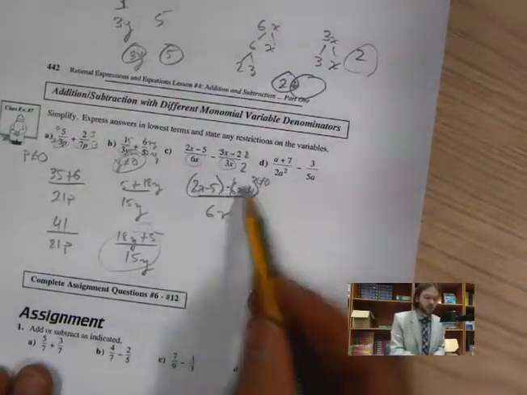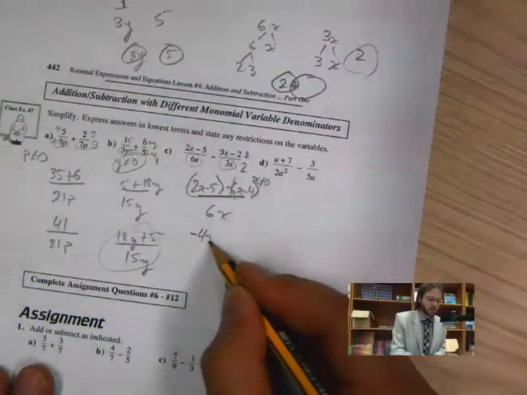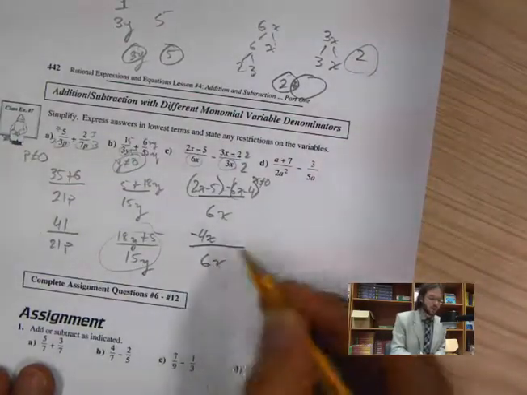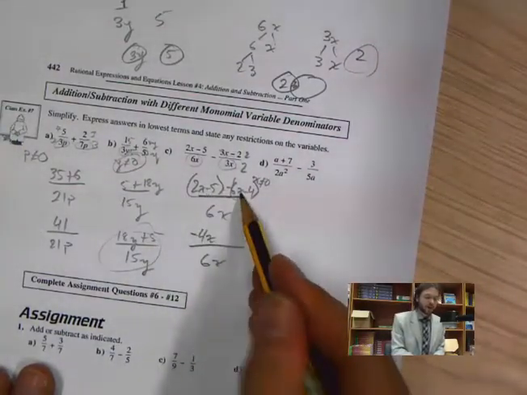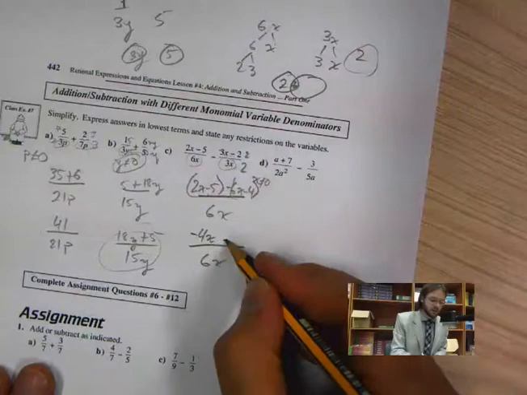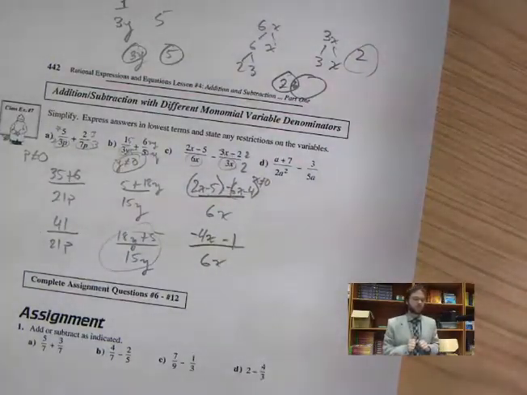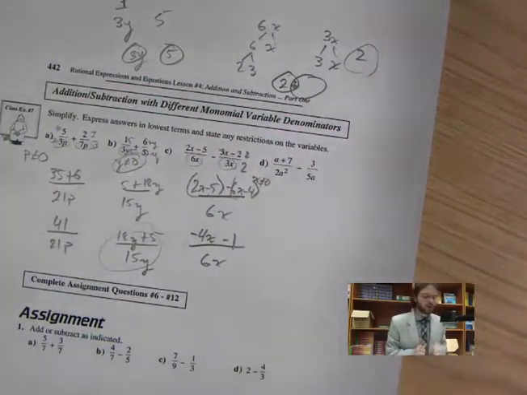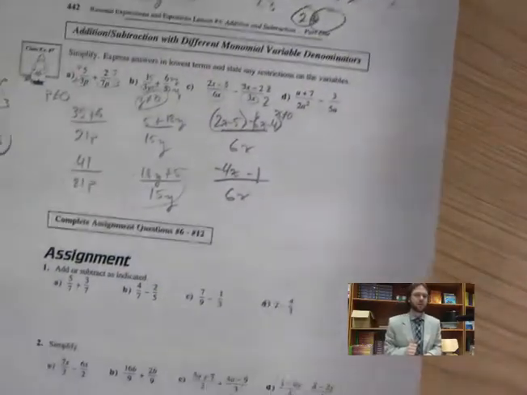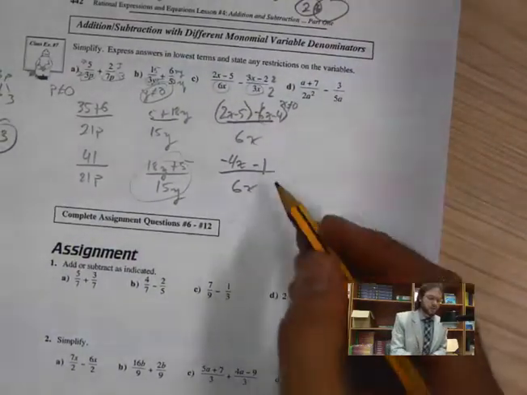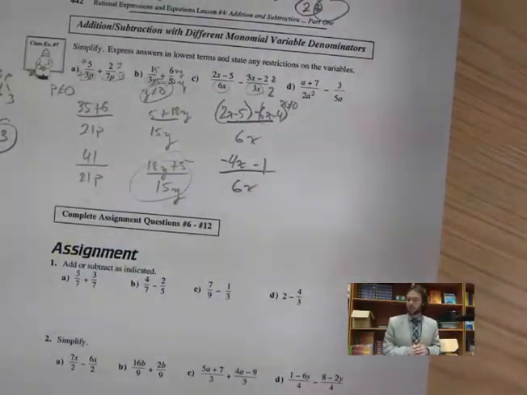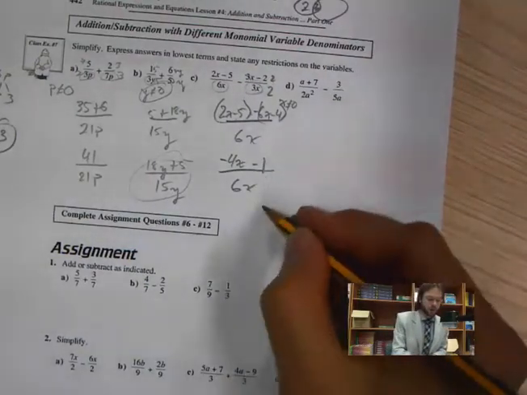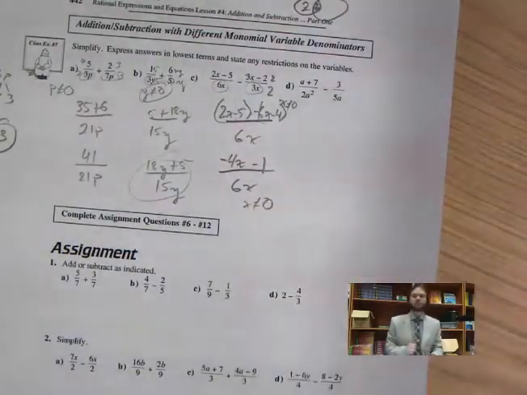We have 2x subtract 6x, which is negative 4x, over 6x. Then we have negative 5 subtract negative 4, which is negative 1. Okay? Negative 5 subtract negative 4. It's like adding 4, which is negative 1. Alright? So, can this be simplified anymore? Nope. And we know x cannot equal 0. Last question.